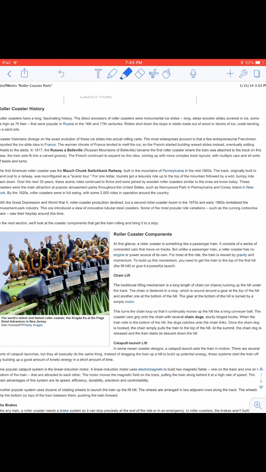Roller coaster components. At first glance, a roller coaster is something like a passenger train. It consists of a series of connected cars that move on tracks. But unlike a passenger train, a roller coaster has no engine or power source of its own. For most of the ride, the train is moved by gravity and momentum. To build up this momentum, you need to get the train to the top of the first hill, the lift hill, or give it a powerful launch.